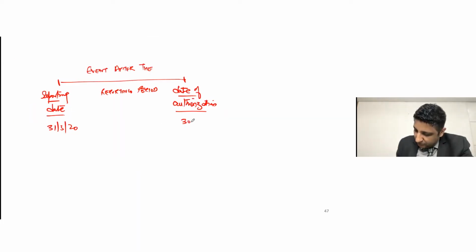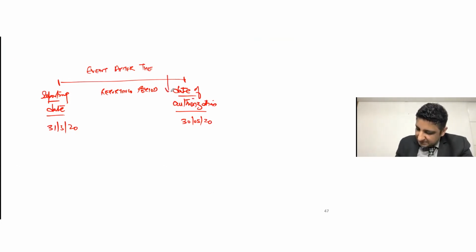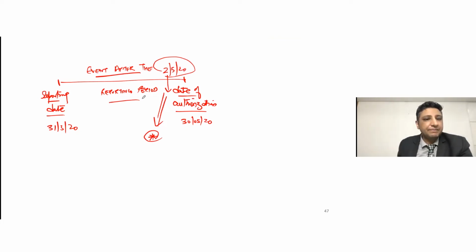So let's write those dates as well. That is 30th of May 2020. So anything that happens between the two dates will be a part of my event after the reporting period. Now, this final order has come on 2nd of May, which probably is somewhere like this, 2nd of May. Essentially, this becomes an example of an event after the reporting period. All right. So that's where the first question is addressed.